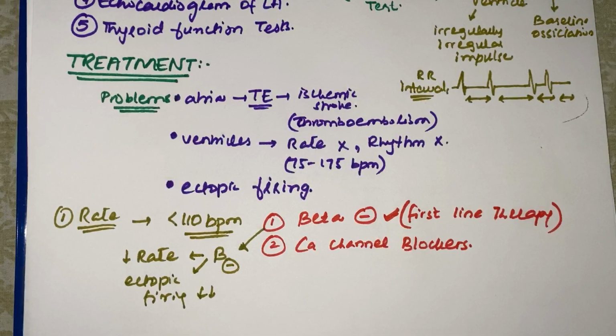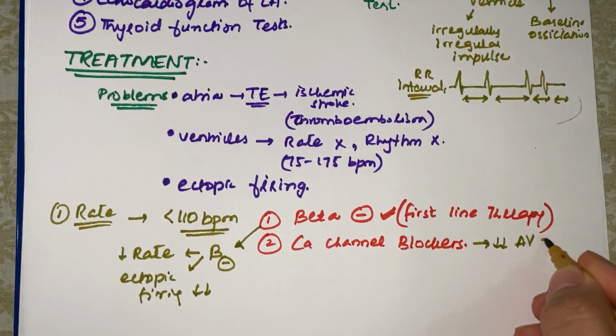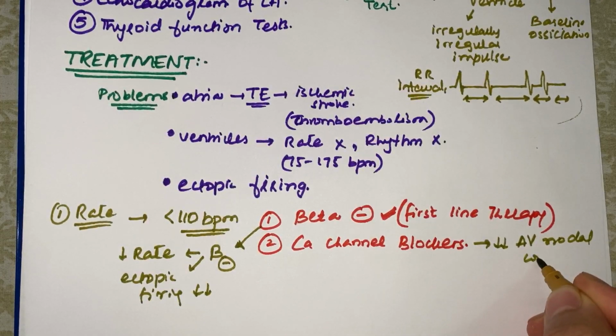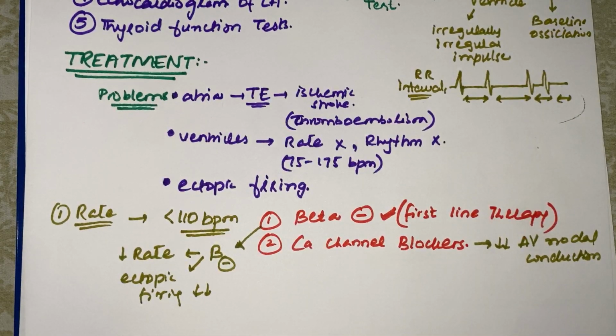Moving on to the calcium channel blockers, what they do is that they reduce the AV nodal conduction. As a result, the impulse moving from the AV node to the ventricles is less, leading to reduced heart rate, which is our main goal.